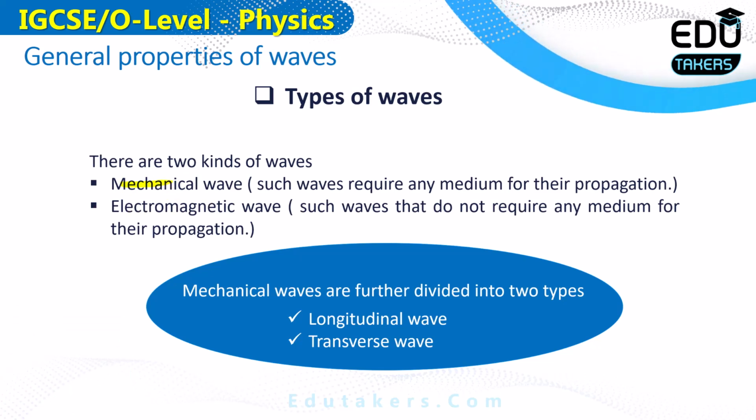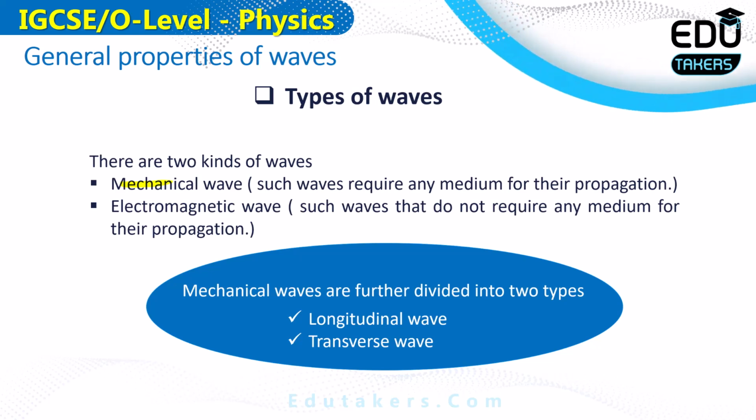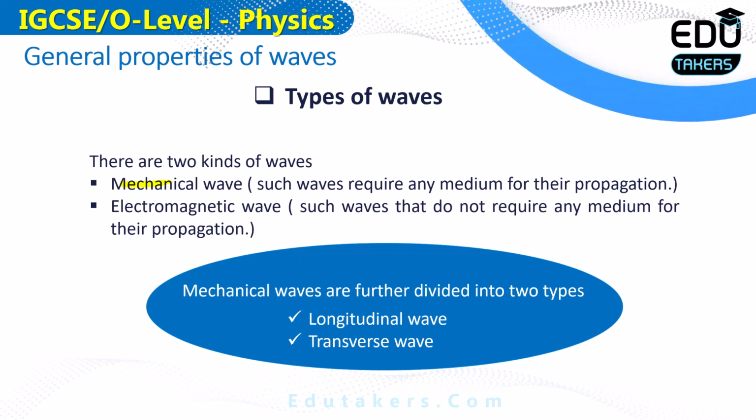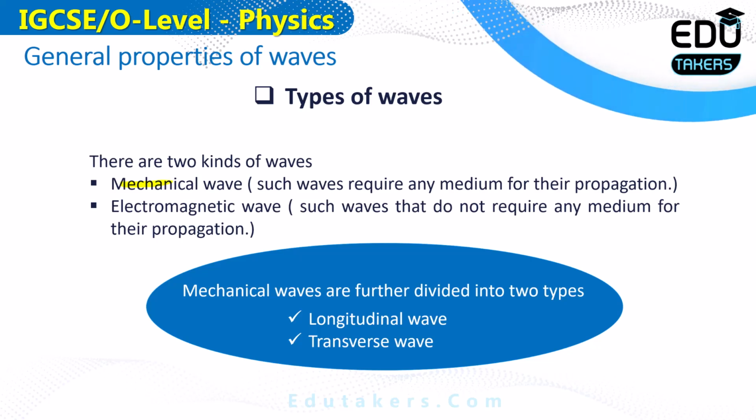Mechanical waves are those waves that require a medium for their propagation, such as the string wave. The waves on a string are produced in the air, which means that air here acts as a medium. Just like water waves, which are produced on the surface of the water. It means that the water is necessary for the production of water waves. That's why water waves are mechanical waves. So any wave that requires a medium for its propagation is called a mechanical wave.